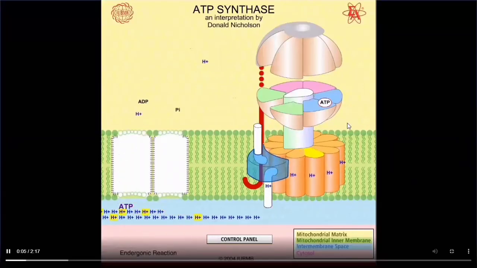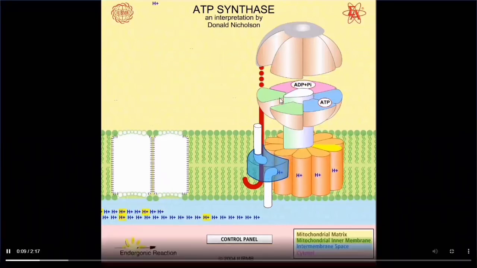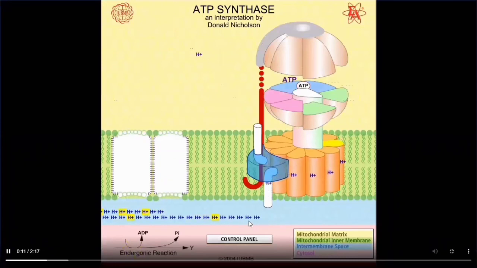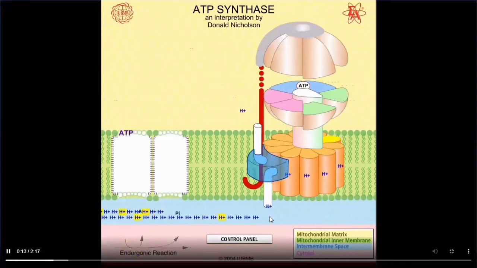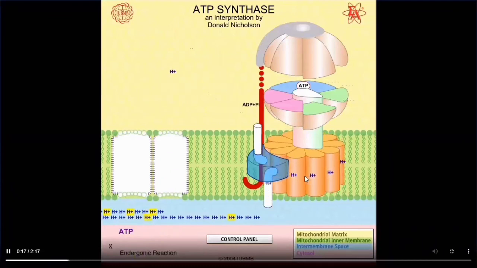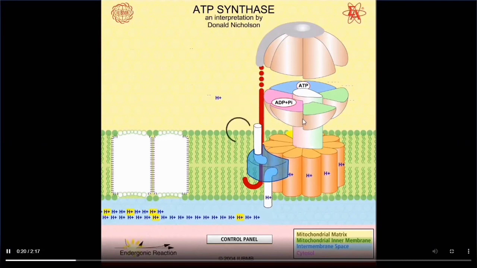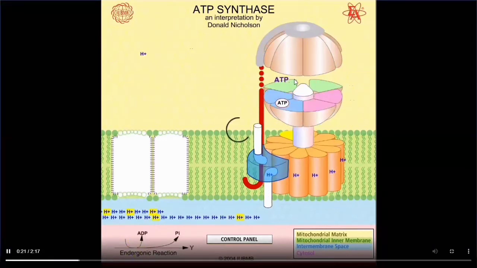This is the whole mechanism for the synthesis of ATP, that is, how ATP is synthesized by this ATP synthase. The protons in the intermembrane space, through the chemiosmosis process, are taken up by this F naught subunit and transported into the matrix. This ATP synthase has three alpha and three beta subunits, and the catalytic site is the beta subunit.